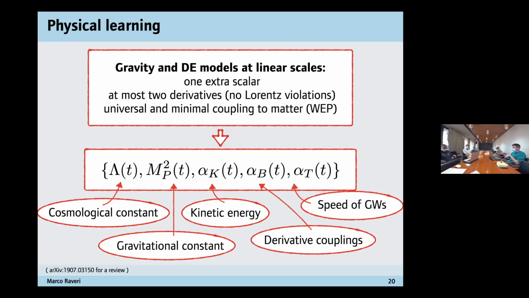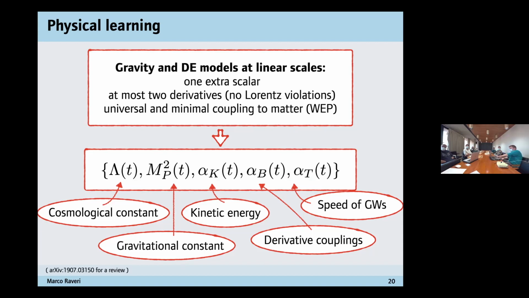In the standard cosmological model, lambda is constant. Now it isn't the gravitational constant that acquires a time dependence, and then we can go up in covering more complicated models that have non-standard kinetic terms, derivative couplings, and alter the speed of gravitational waves. And the first two functions here control both the expansion rate of the universe and the clustering of structures, while the others only control the clustering of structures.